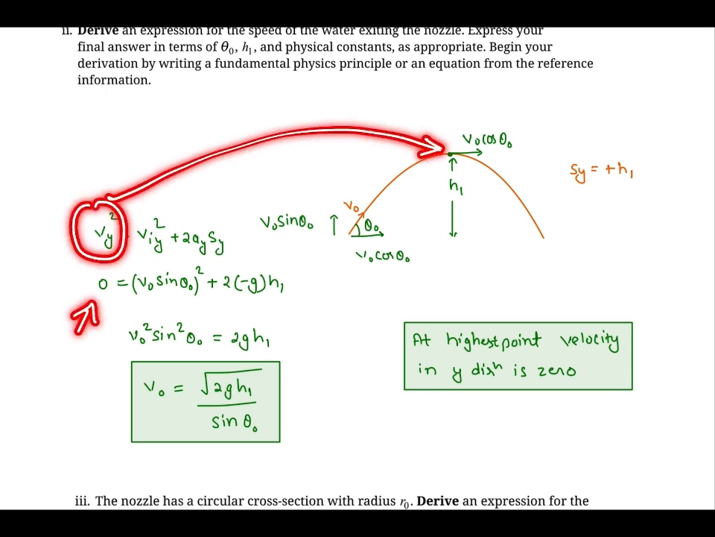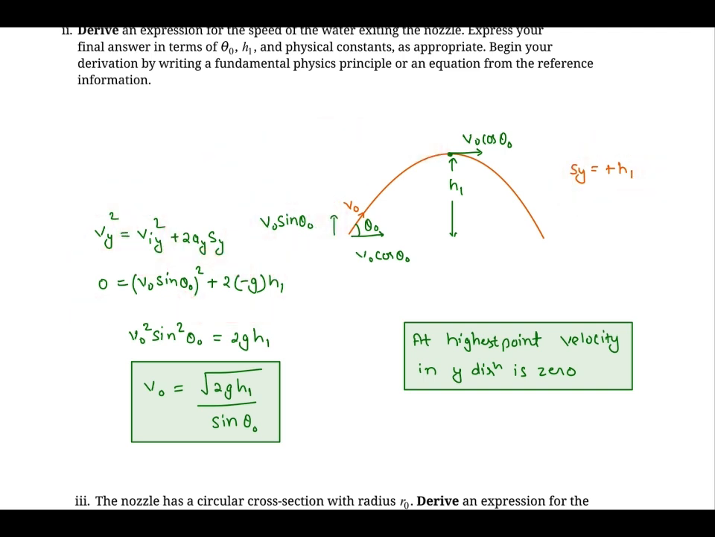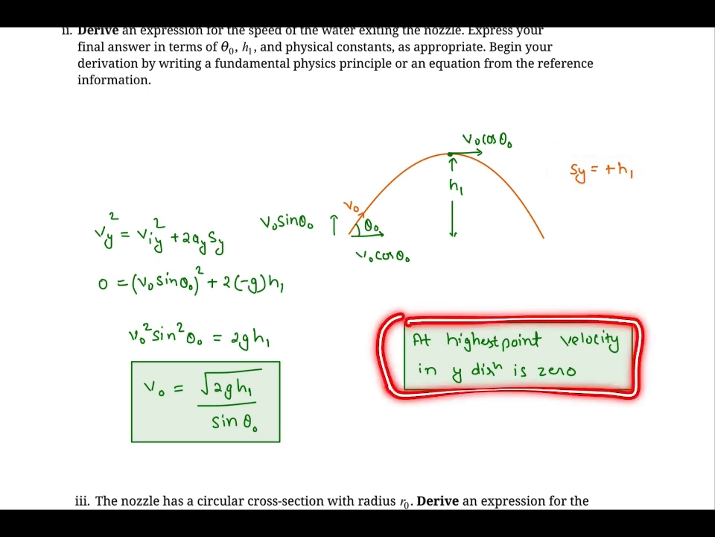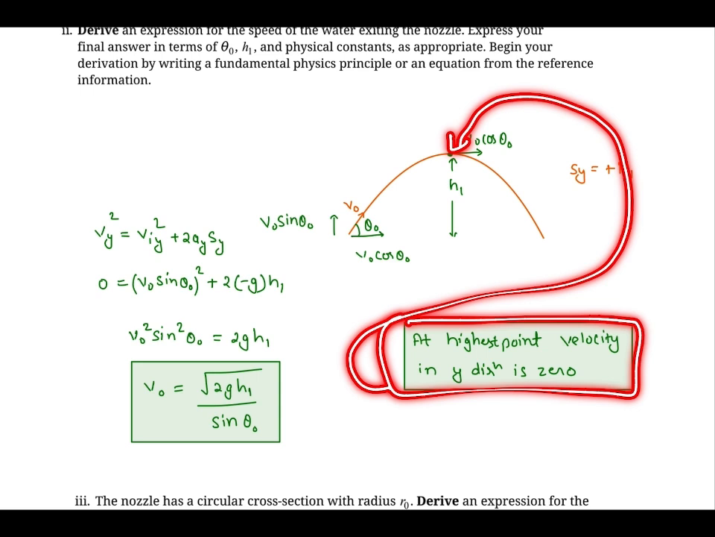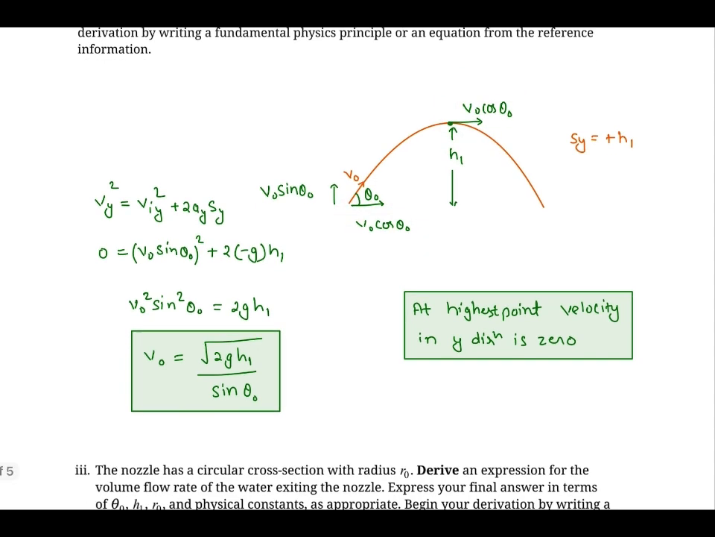That is 0. What is initial velocity in y direction? It is v naught sine theta naught square. Acceleration I have already told you, it should be minus g, and displacement is positive, that is plus h1. So if you solve this, you will get v naught is equal to under root of twice gh1 upon sine theta naught. But at the same time, you do have to mention the sign convention, and you have to mention that at highest point, velocity is not 0, but velocity in y direction is 0 because velocity in x direction will always be constant, and that will be equal to v naught cos theta naught.